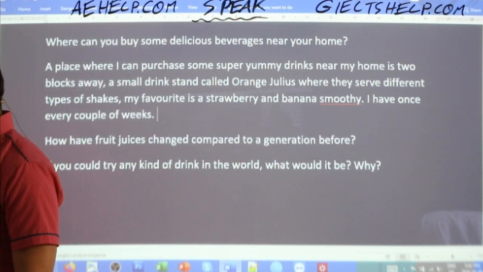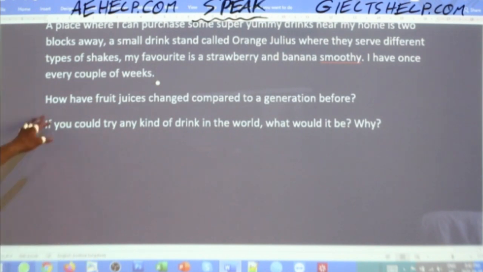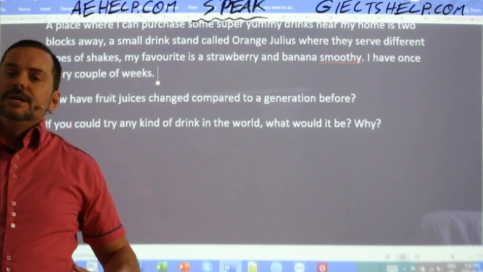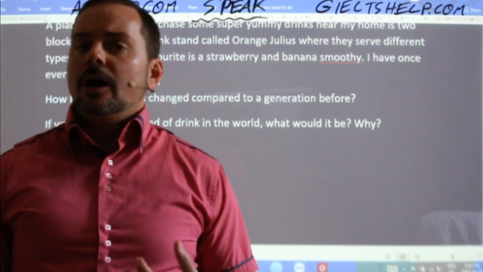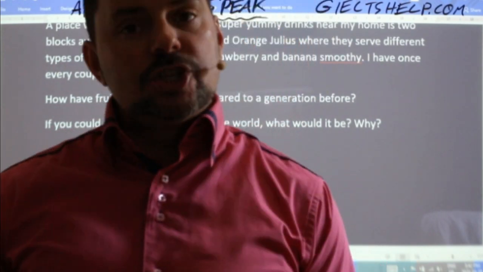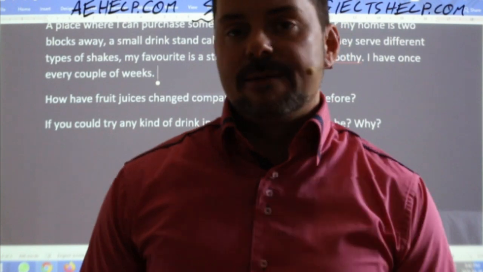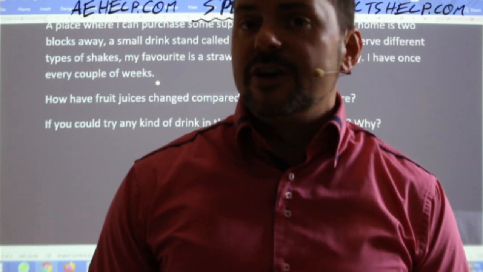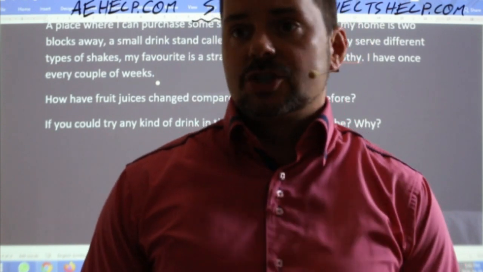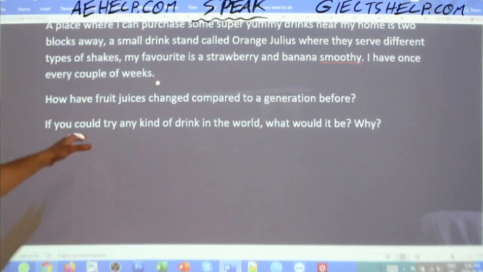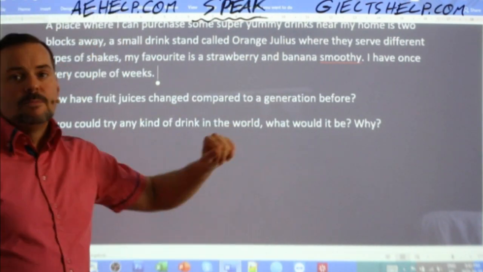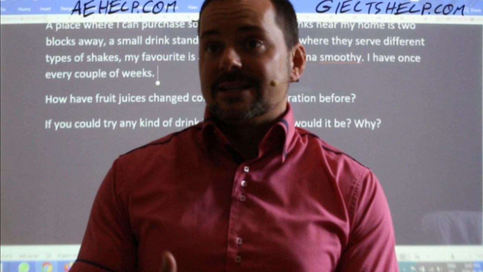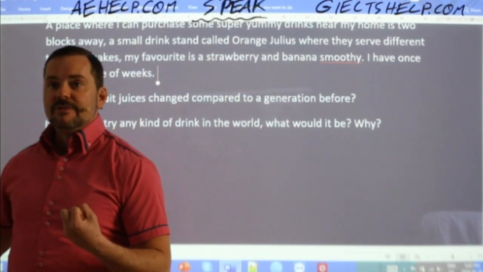Okay, next question, everyone. How have fruit juices changed compared to a generation before? So near the end of part one, expect to get a couple of questions that are more complex in grammar, specifically present perfect, past perfect, conditionals. Those are very common for the last one or two questions of part one, okay? So how have fruit juices changed compared to a generation before? So now you have to make sure to reflect this present perfect type of answer, okay?